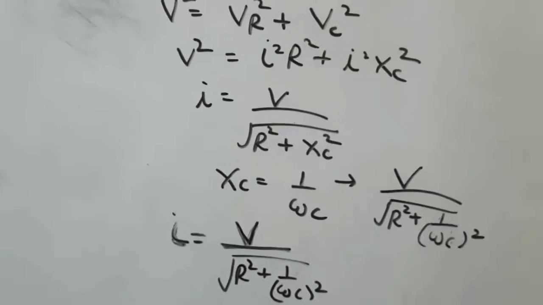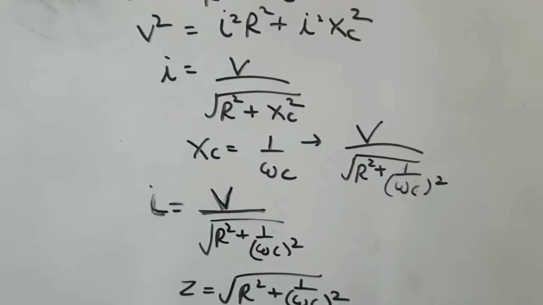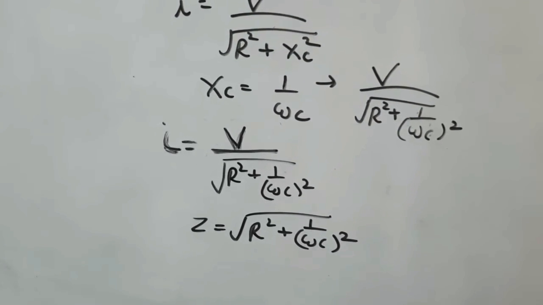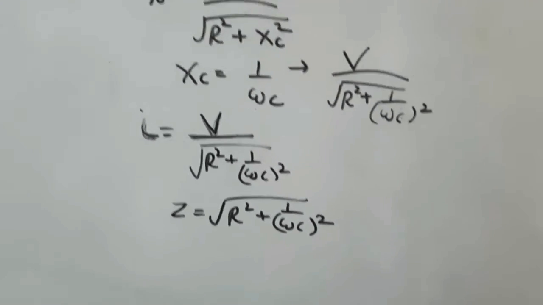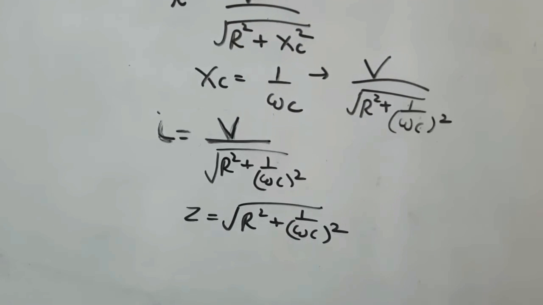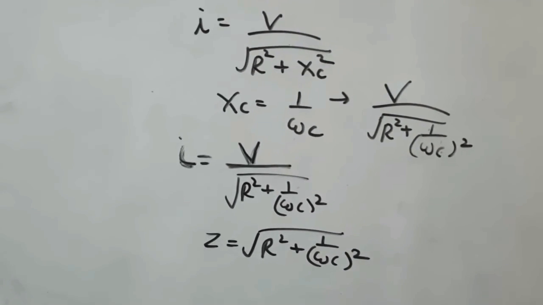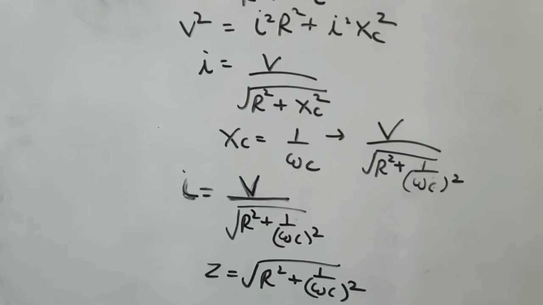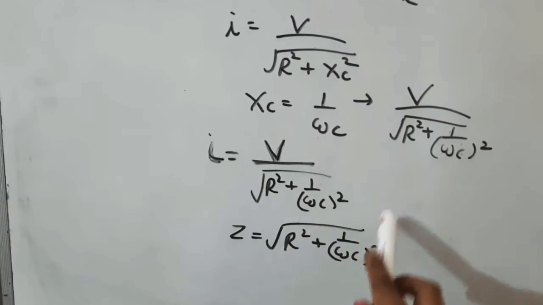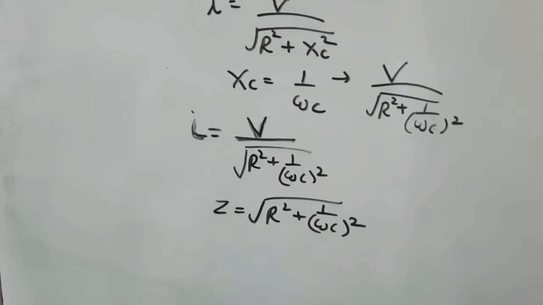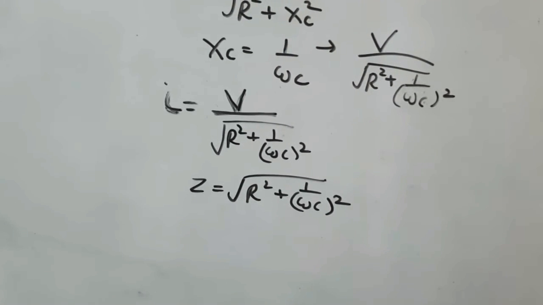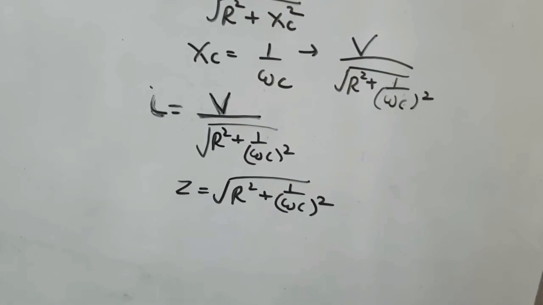What is our XC? Capacitive reactance. So we have I is equal to V upon under root of R square plus XC square, where XC is equal to 1 upon omega C. So what value of I will we get? I is equal to V upon under root of R square plus 1 upon omega C whole square. And when we compare this with Ohm's law, from Ohm's law the value of current is I is equal to V upon R. So the denominator here is representing the resistance, and in this case it is called impedance, and it is represented by capital Z. So capital Z is equal to under root of R square plus 1 upon omega C whole square.